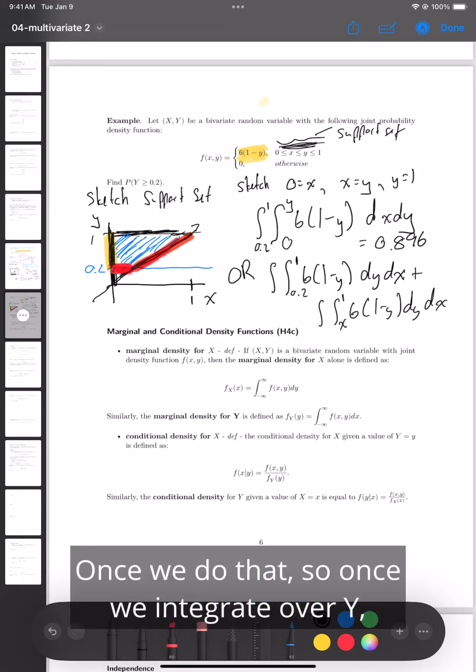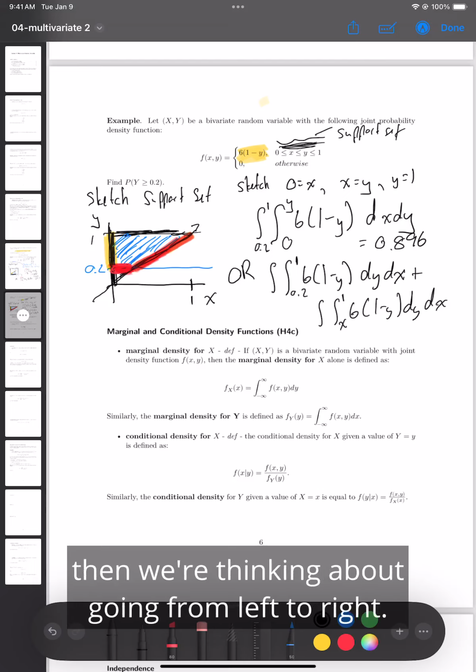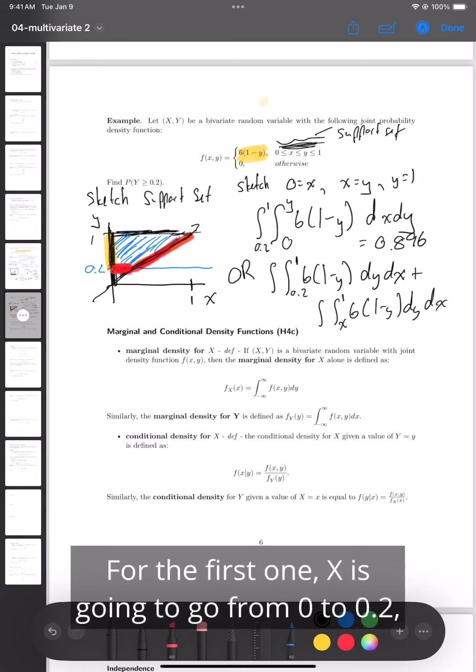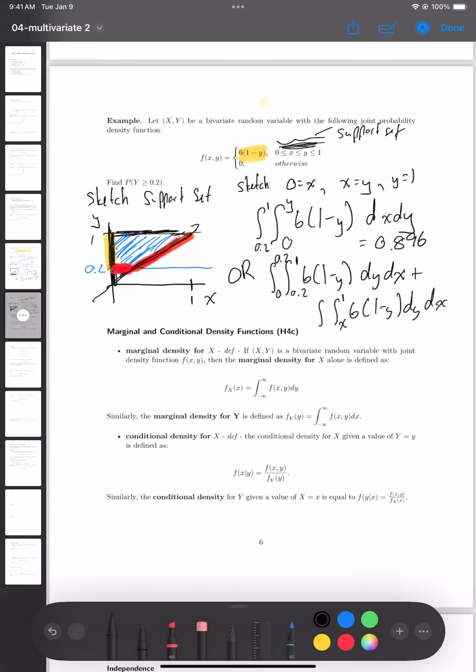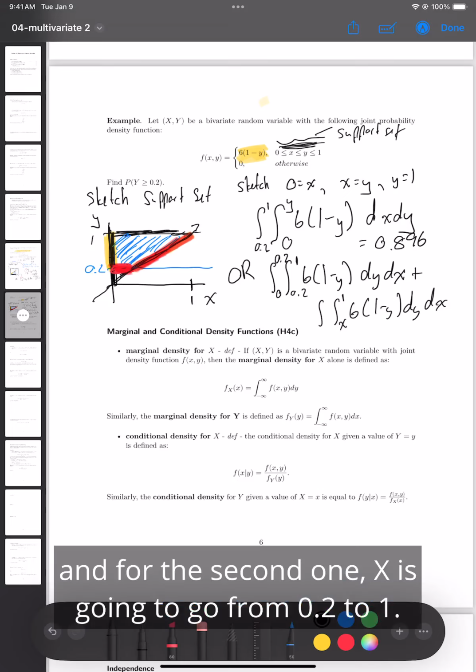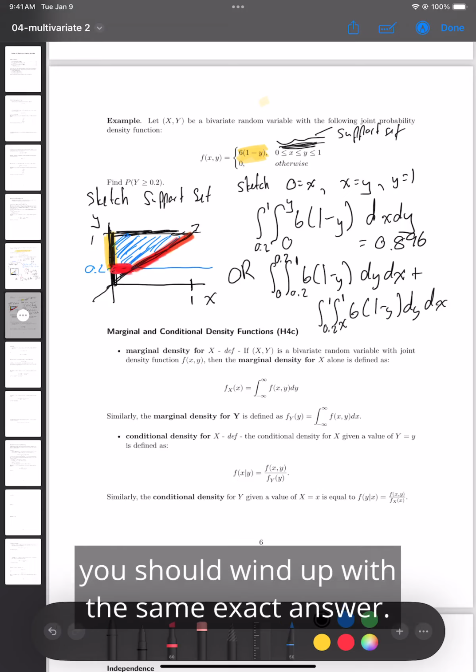Once we do that, so once we integrate over y, then we're thinking about going from left to right. For the first one, x is going to go from 0 to 0.2. And for the second one, x is going to go from 0.2 to 1. And if you do all of this, you should wind up with the same exact answer.